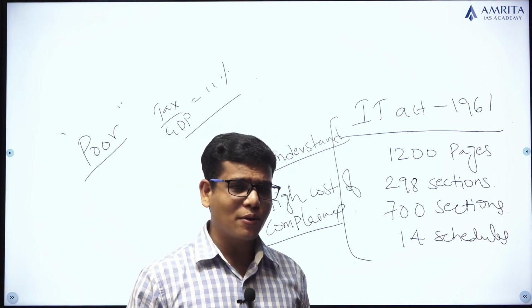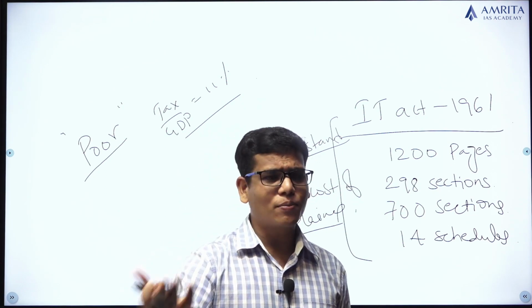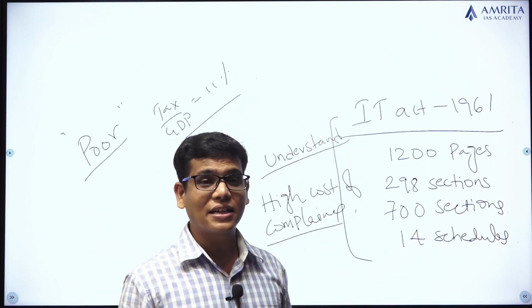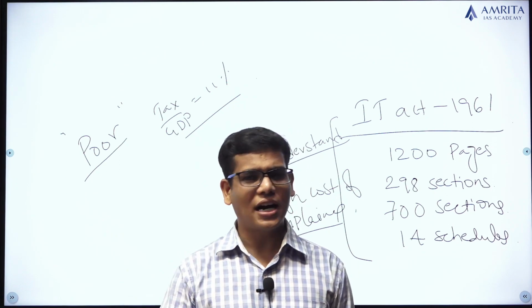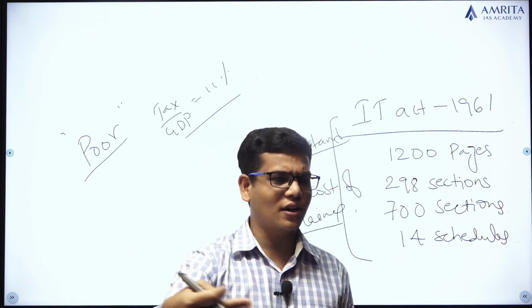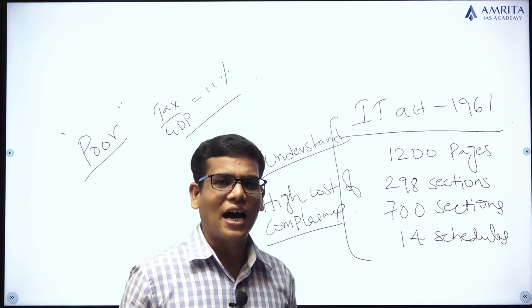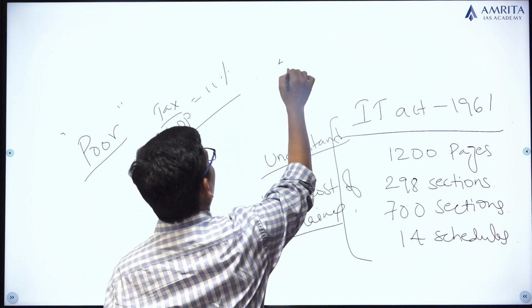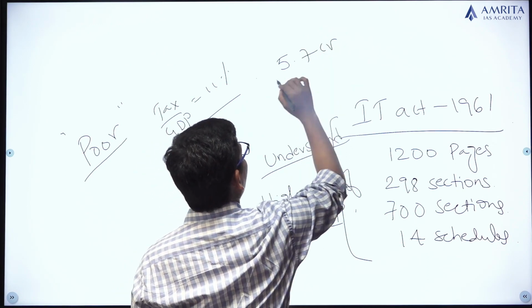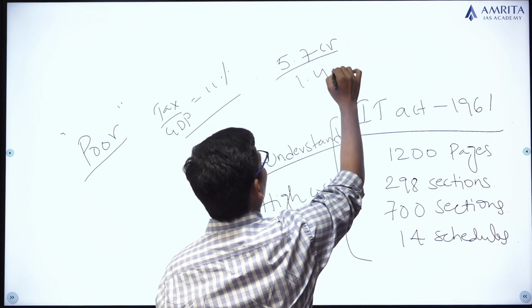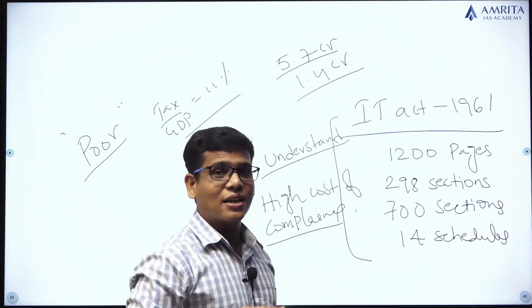On the one hand, some people in India are filing returns, but some people are not. Out of the total 130 crore population, if you remove the children and the aged, even if you consider 70 to 80 crore people as adults, only around 5.7 crore people are filing returns, and in that, only some 1.4 crore people are paying income tax.